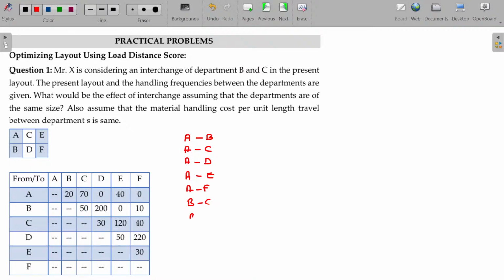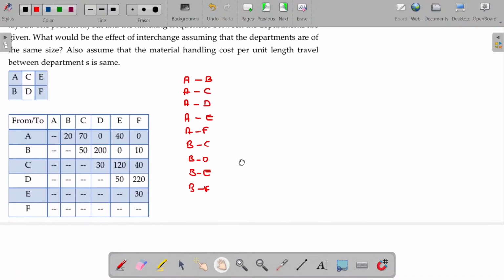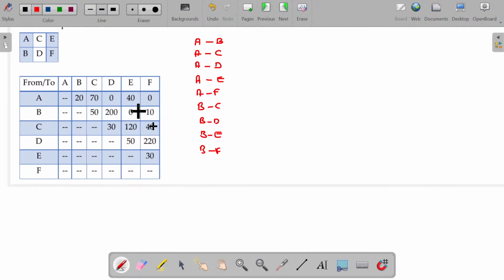B to C, B to D, B to E, B to F. After B, what happens now? We have to start with C. C to D, C to E, C to F. Then we start with D, D to E, D to F. Then finally E to F. These are the travels there. Now come on. What are the things needed here? We need to know the frequency, frequency or load, load or frequency. Distance we will calculate later on.